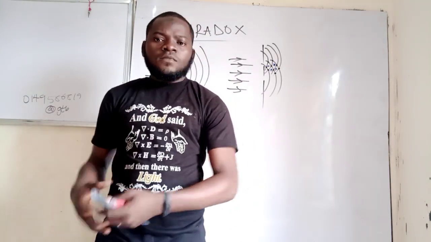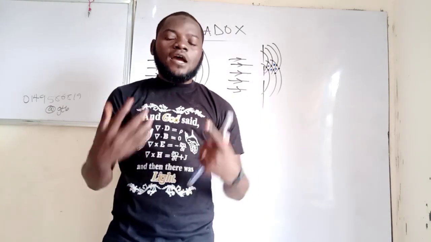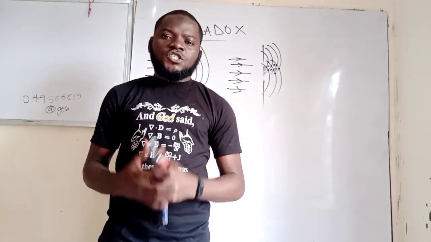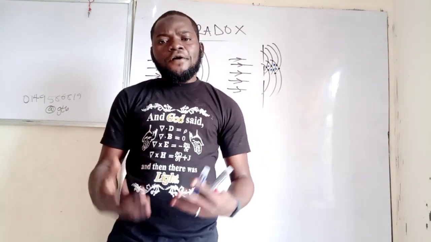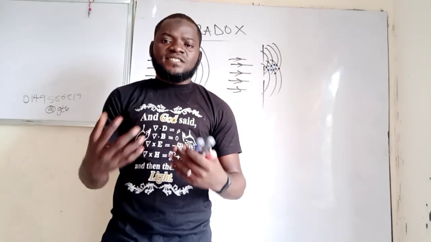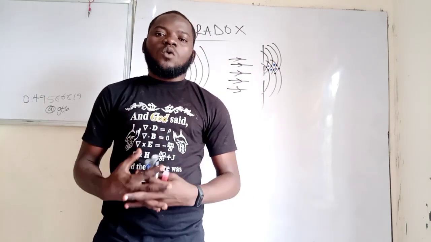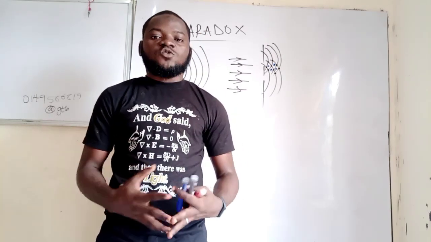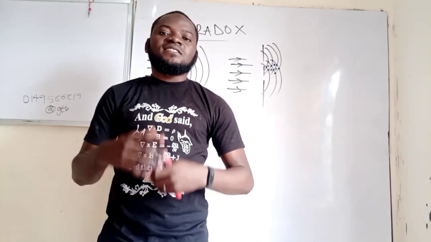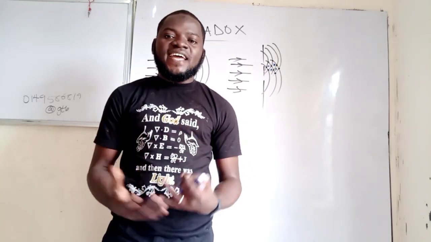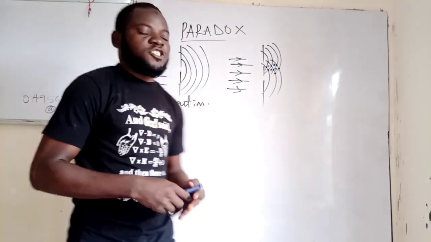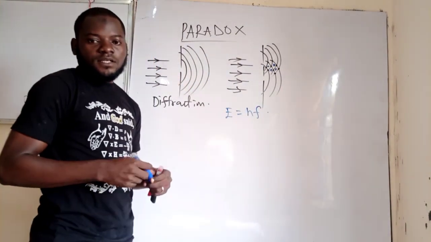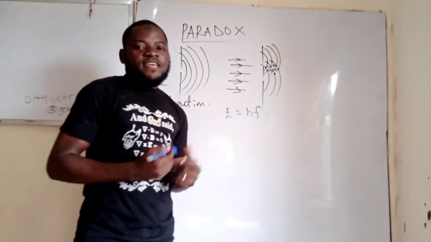Now that we have shown that light is a wave, let us show that light is also a particle. For us to show that light is a particle, we have to consider the particle theory of light. What does the particle theory of light state? It states that light consists of some distinct particles known as photons. And those photons are packets of energy given by the Planck equation, E equal hf. So this is what we are given, okay?